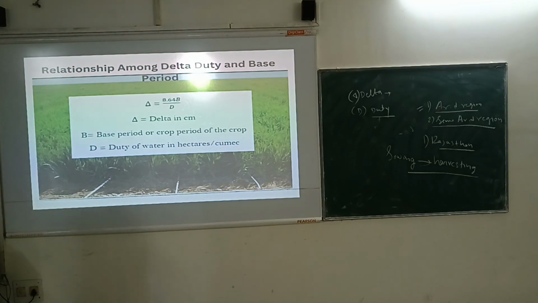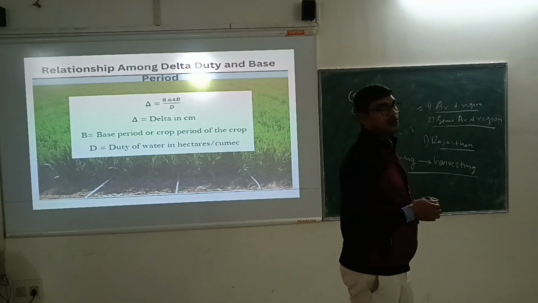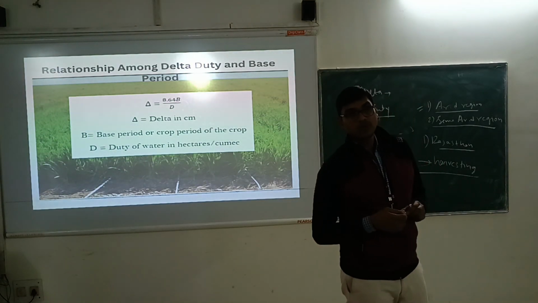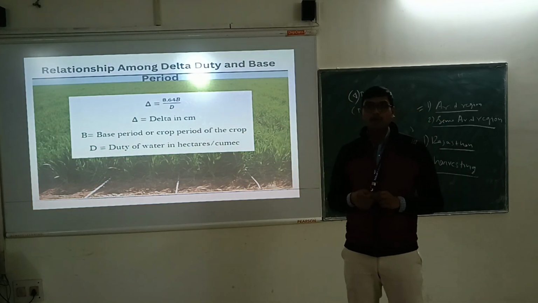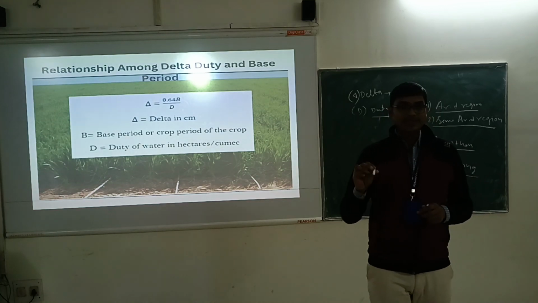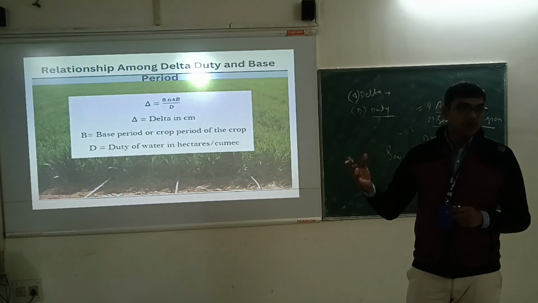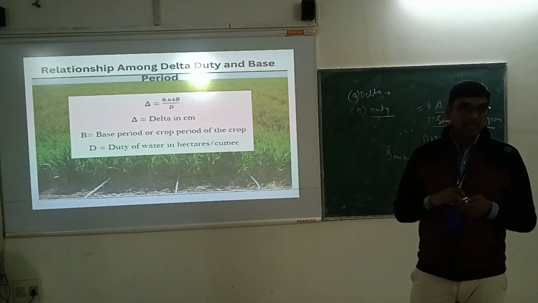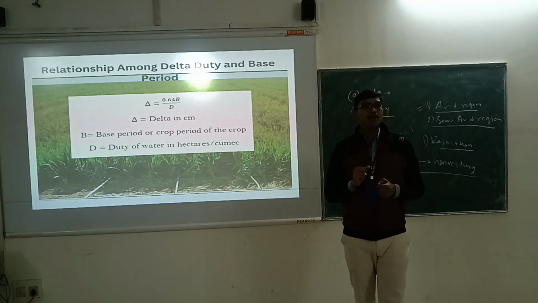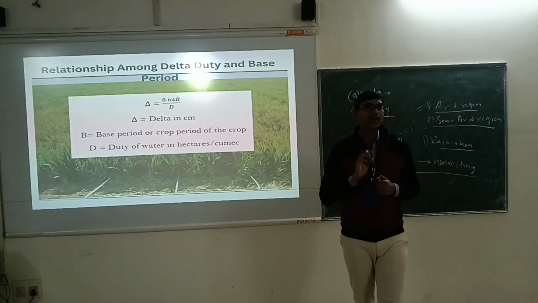So what is delta? Delta is the total depth of water required per unit area of the irrigated land. It is the total depth of water required for a crop from the initial or sowing stage to the harvesting or maturity stage of the crop. That much water is the total water requirement, and that is the delta.